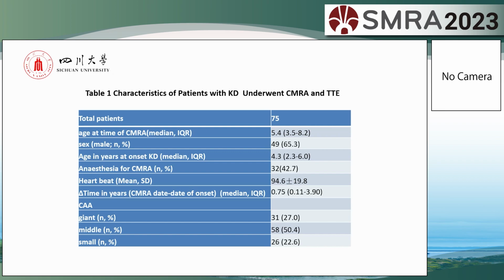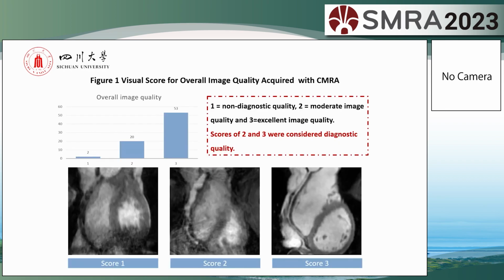This is the characteristics of patients with KD underwent CMRA and echocardiography. The overall image quality of CMRA: 53 patients had image score of 3, 20 patients had a score of 2, and 2 patients had a score of 1. In total, about 97% of patients with image reached diagnostic quality.